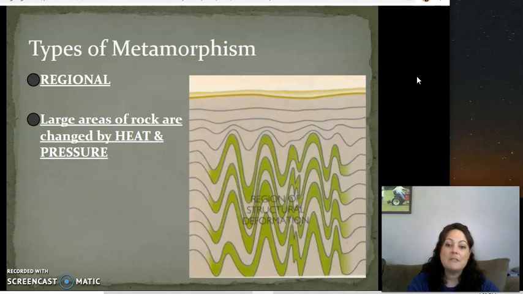Different types of metamorphism. There's regional metamorphism. These are large areas of rock that are changed by heat and pressure. And so the green areas, those green and yellow bands right there you can see, that's the region of structural deformation caused by metamorphism.